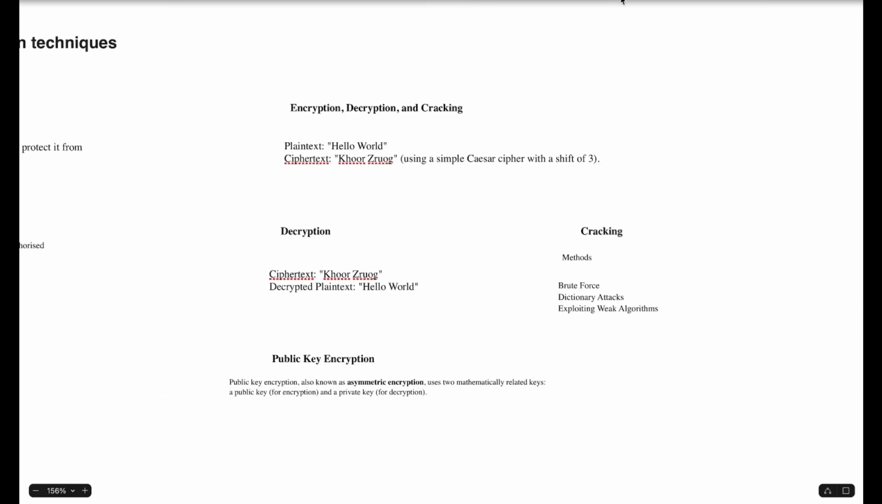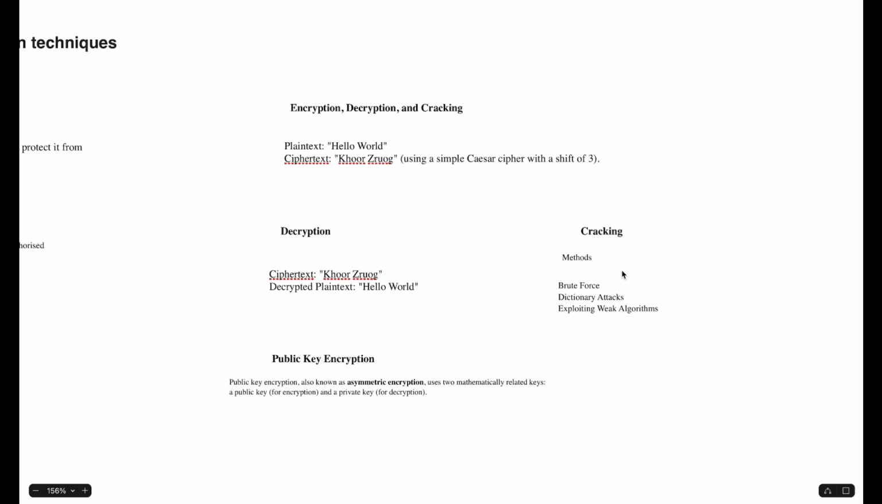And here are some examples of encryption and decryption and cracking. So here plain text would be hello world and then after we encrypt the code, so we add the text, it would be this as you guys can see. So this is using simple Caesar cipher with a shift of 3. So this is a way of encrypting data. And then decryption is when we change the coded text back to plain text. So for example here, we change the code and then this will translate into hello world.